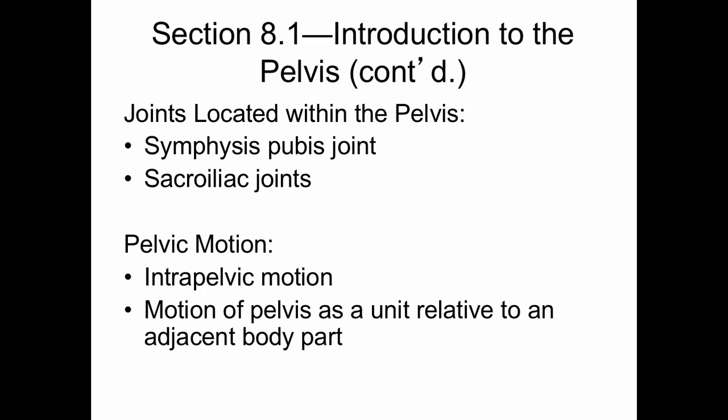Being a separate body part from both the trunk and the thighs, the pelvis moves relative to the trunk at the lumbosacral or L5-S1 joint and relative to both thighs at the hip joints. Given that bones within the pelvis are also separated by joints, motion within the pelvis is also possible. This motion is called intrapelvic motion.